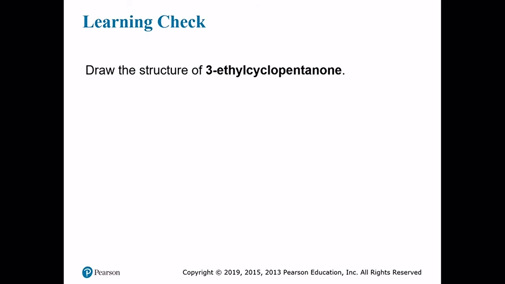Now let's do a few examples of drawing the structure from the name. This question says to draw the structure of 3-ethyl cyclopentanone. So we know we're looking for a ketone that's going to have a carbonyl group, and we know that it's going to be part of a 5-carbon chain. But the cyclo here tells us that it's a 5-carbon ring, actually, so we should start by drawing cyclopentane.